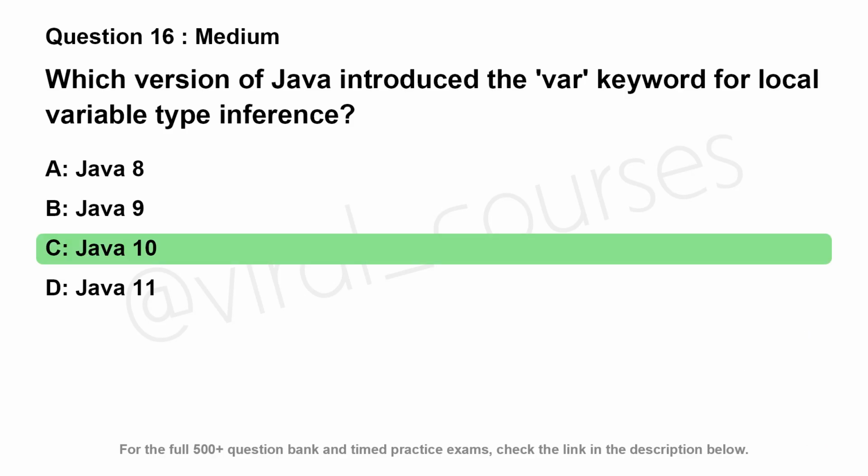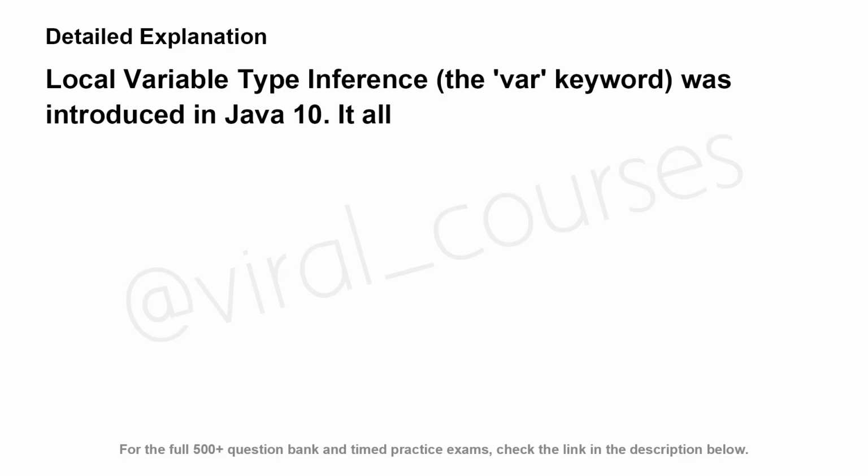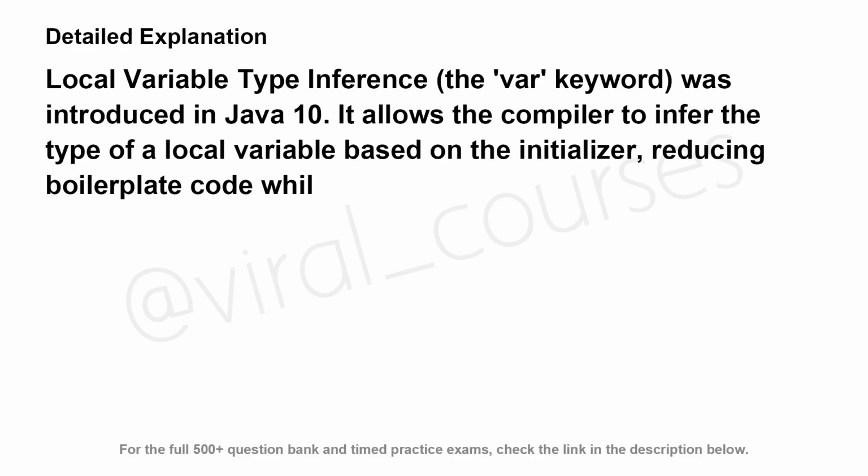The correct answer is C. Local variable type inference: the var keyword was introduced in Java 10. It allows the compiler to infer the type of a local variable based on the initializer, reducing boilerplate code while maintaining strong typing.